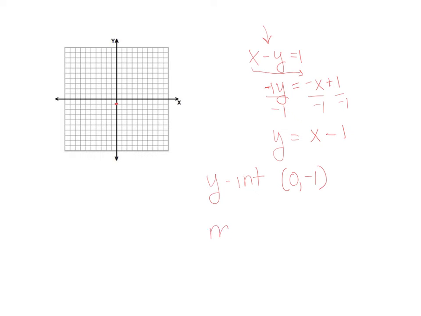And our slope is positive 1, which we can write as 1 over 1, up 1, right 1. Or we can reverse it, go down 1 and left 1. And then we could put our line in.